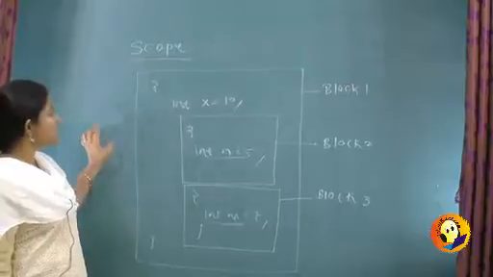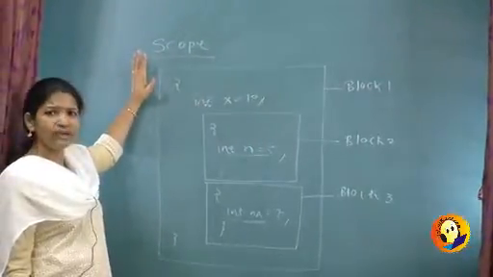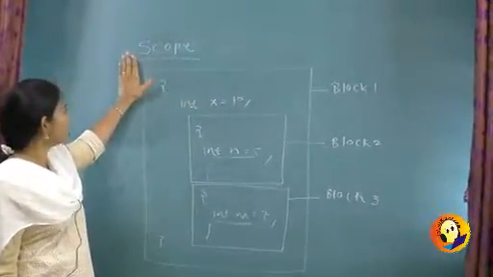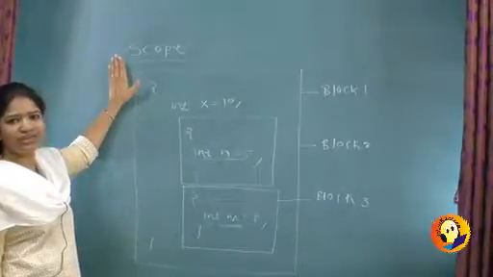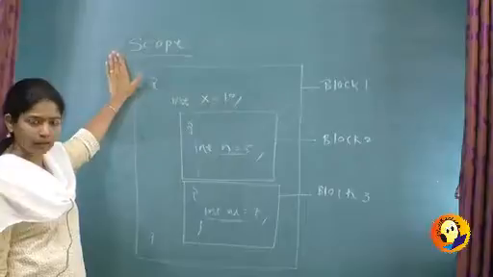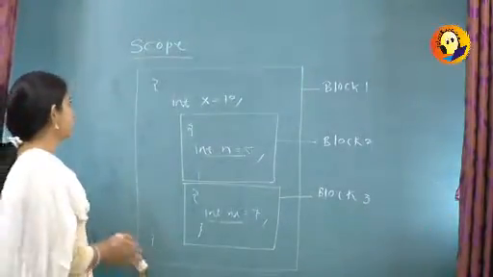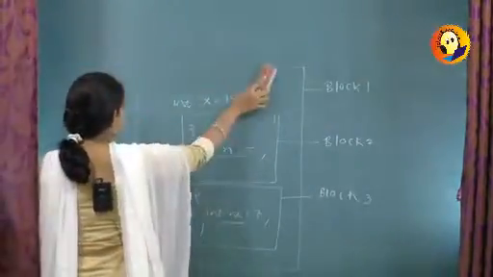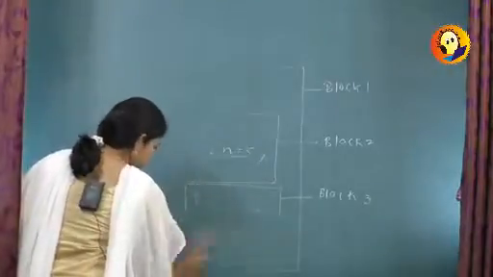Okay. So this is about how I can provide scope or accessibility to a particular variable in Java. So this is about providing scope to particular variables in Java.